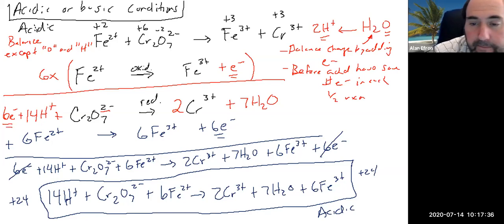Now, for basic conditions, there are a couple ways to do it, but the easiest way to do basic conditions, I think, is to do exactly what we just did. So you could pretend that you're balancing the equation in acidic conditions. But if you're going to do basic conditions, once you get to the end, once you get to that equation that's in the box, I'm just going to rewrite it here so I have it to look at.